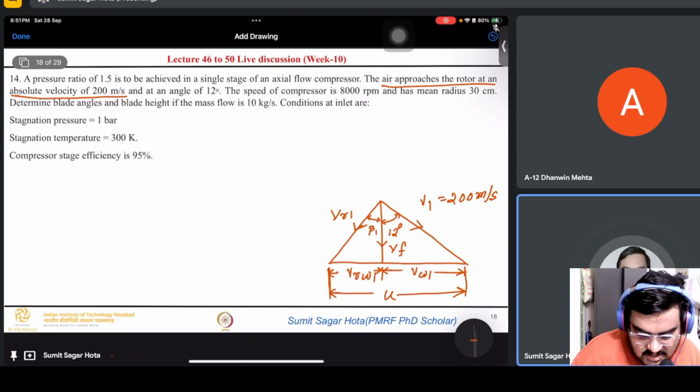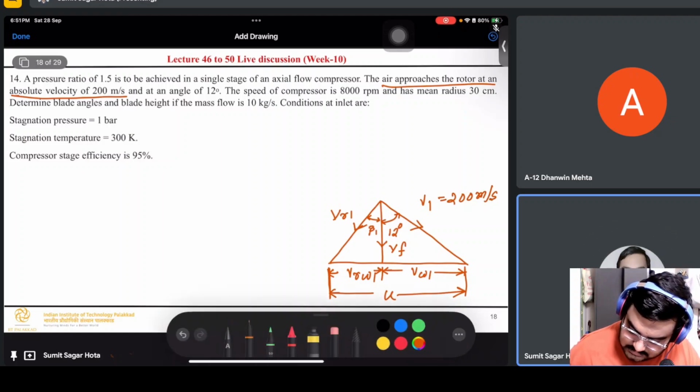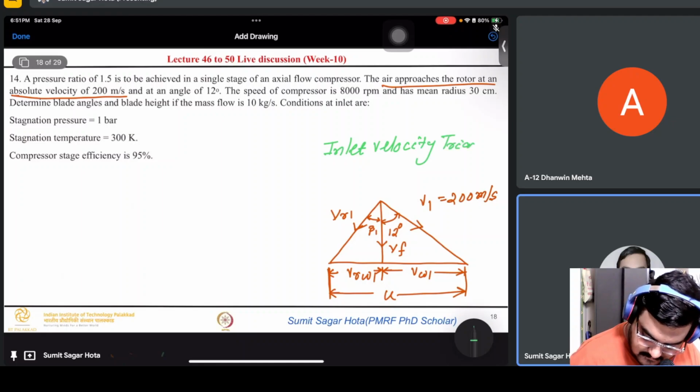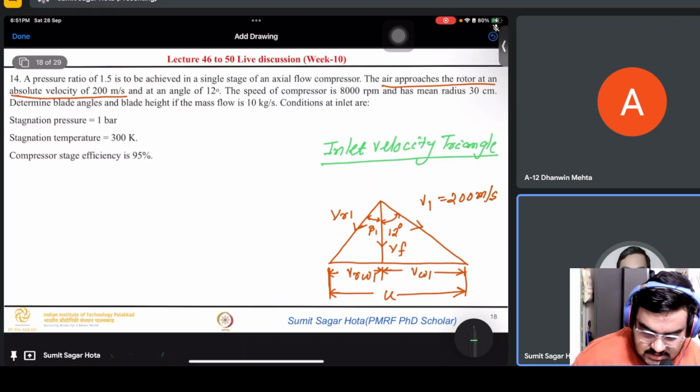This angle is maybe beta 1. So this is your inlet velocity triangle.